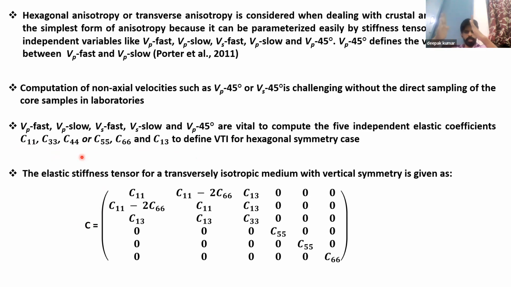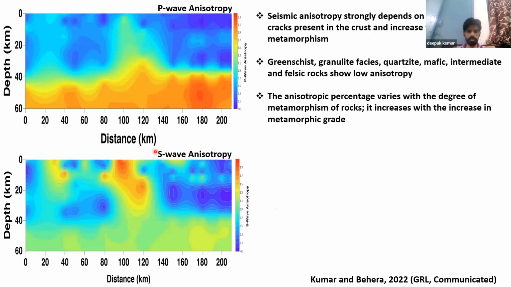I computed anisotropy for P wave and S wave, but just to justify that, Thomsen gave certain parameters like delta, gamma, and epsilon. I have to compute all those things to justify that there is a presence of anisotropy in that particular area. For the computation of all these three, I need the five independent elastic coefficients, which can be computed from VP fast, VP slow, VS fast, VS slow, and VP45. Now we'll see how to compute VP45 and C13.